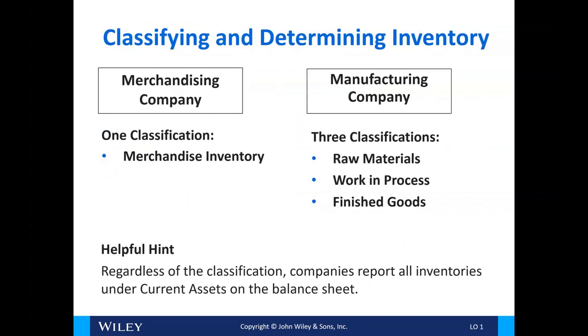But again, you should be able to look at the balance sheet of a company and determine what type of company they are. If they're a service company, they're not going to have any inventory account at all. If they're a merchandiser, they're going to have one inventory account, as you can see here, and that's merchandise inventory. If they are a manufacturing company, they're going to have three different types of inventory. A manufacturer takes raw materials, they assemble them into something which is called finished goods.